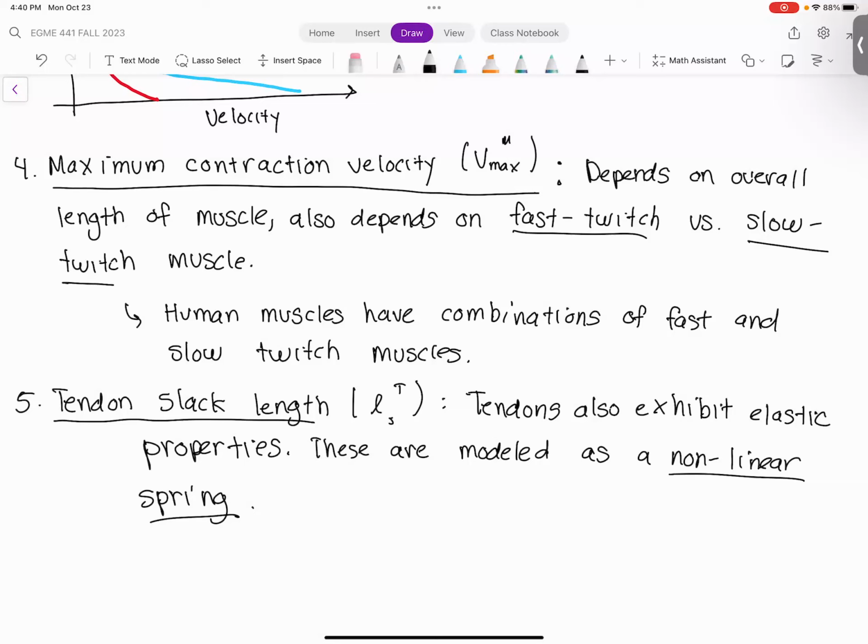And so the slack length basically determines how much the spring, or how much the tendons, can stretch without being damaged, basically.